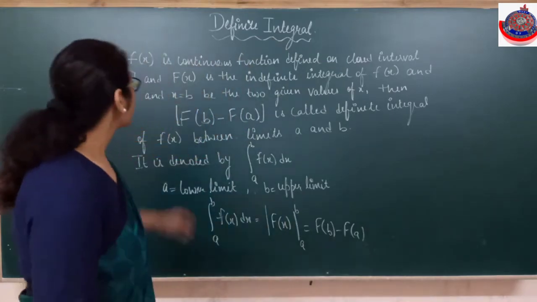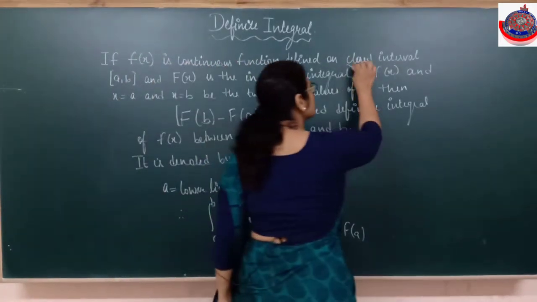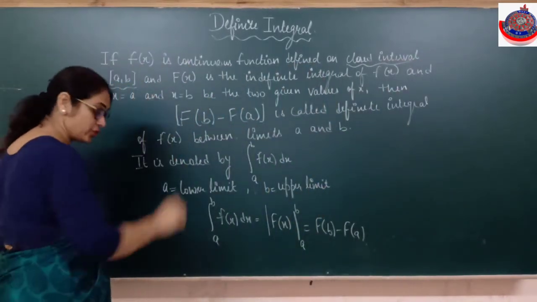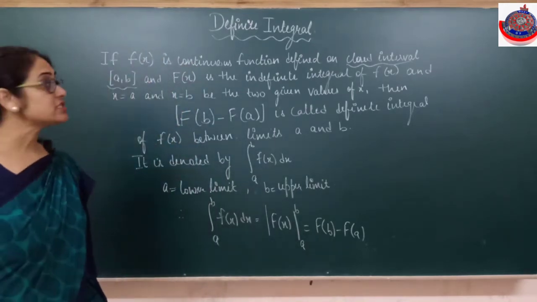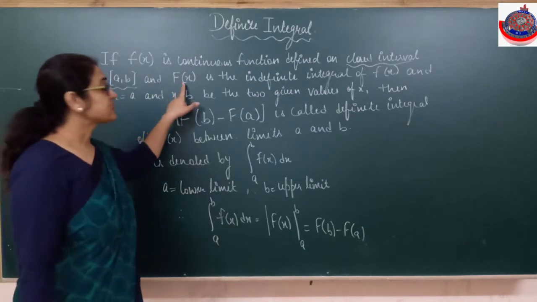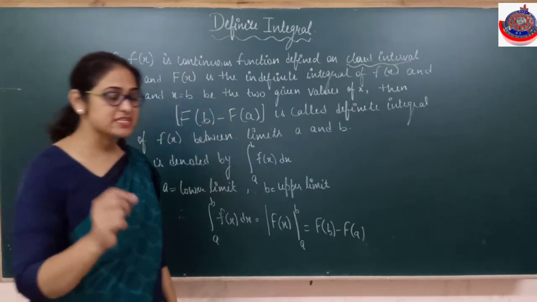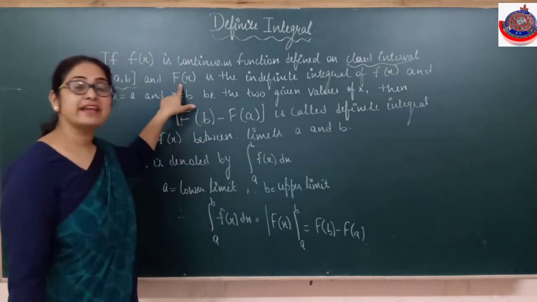Just see to it. That f(x) is a continuous function defined on the closed interval [a, b]. Alright. You have done continuity. You know when the function is continuous. This f(x) is a function which is continuous in the closed interval [a, b]. And capital F(x), what does capital F(x) define? It defines the integration. You remember when we started, if small f(x) is a function, capital F(x) defines its integration.